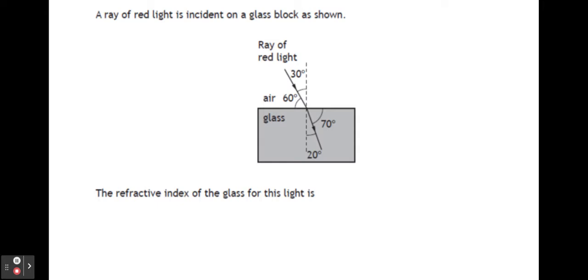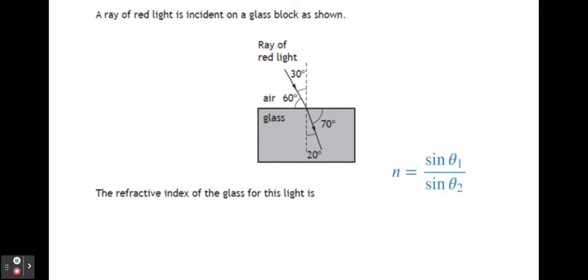So here's a little example for us. A ray of red light is incident on a glass block as shown. The refractive index of the glass for this light is... So we can see the red light entering through the air and then getting into the glass. And we've got various angles drawn on our diagram here.